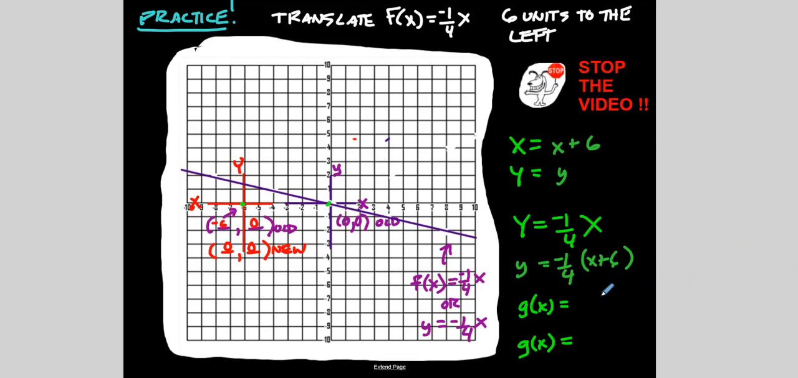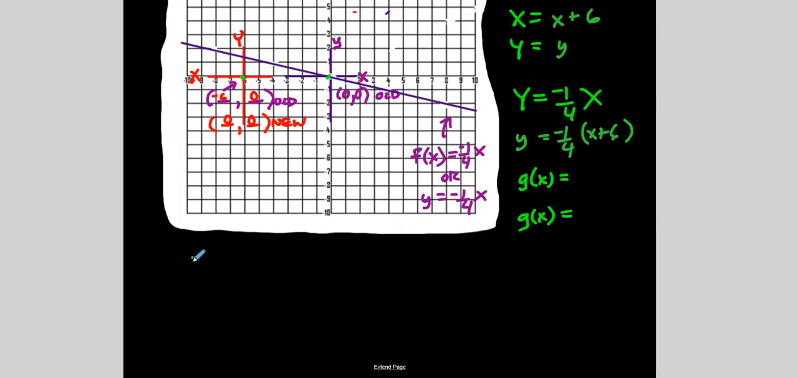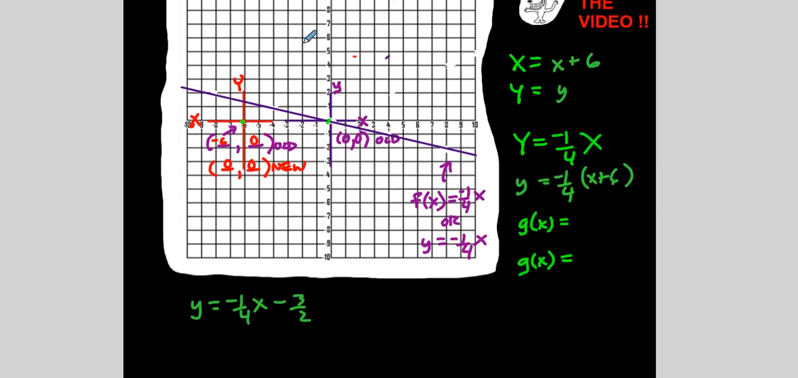I don't have a lot of room there, so I'm going to write over here. This could be written as y is -1/4 x, using my distributive property, minus 6/4, which is 3/2. So that's a way to write the translated function. Let's draw that function in before we finish this out.